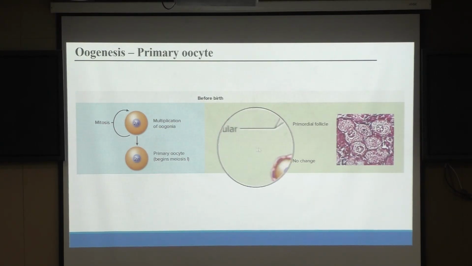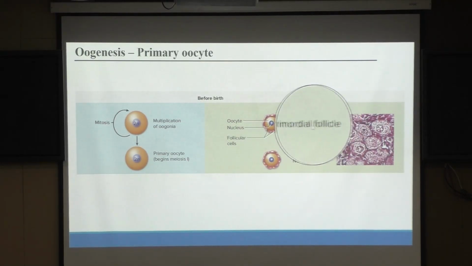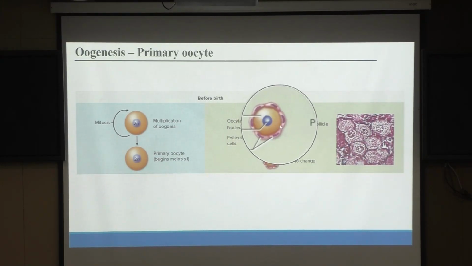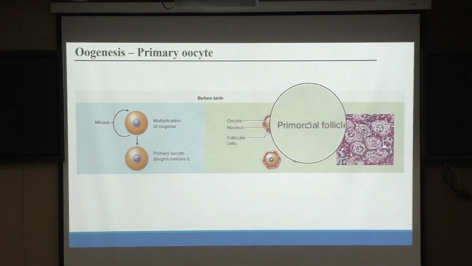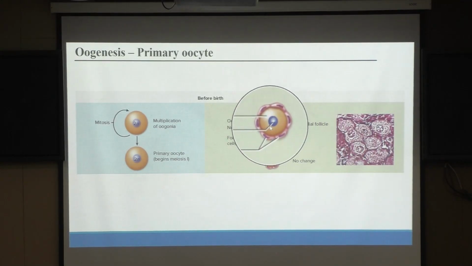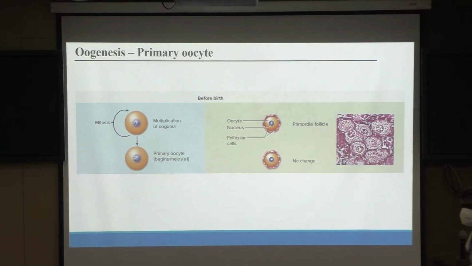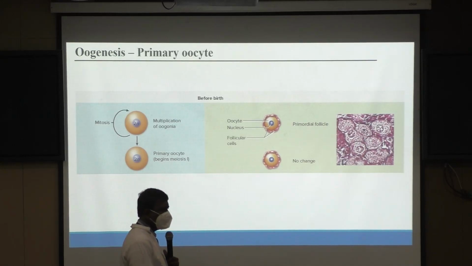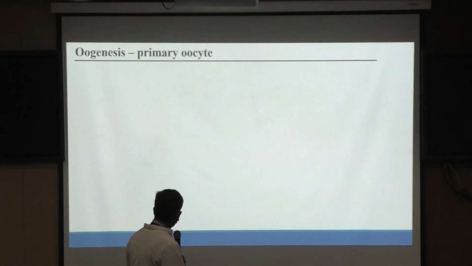So if you see here, this is called a primordial follicle. Inside there will be an oocyte, surrounded by a layer of follicular cells. So this is called a primordial follicle. This happens before birth, almost by the end of the 3rd month to 5th month. All this process is happening in the ovary. Okay.